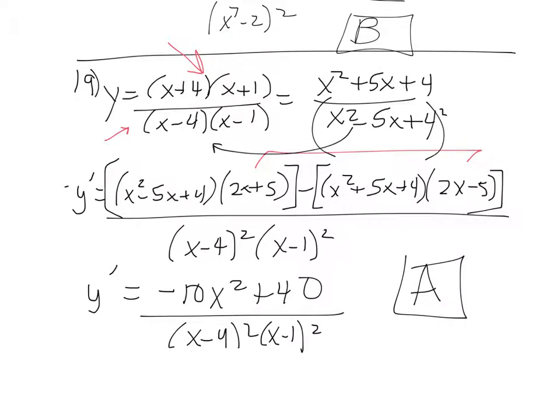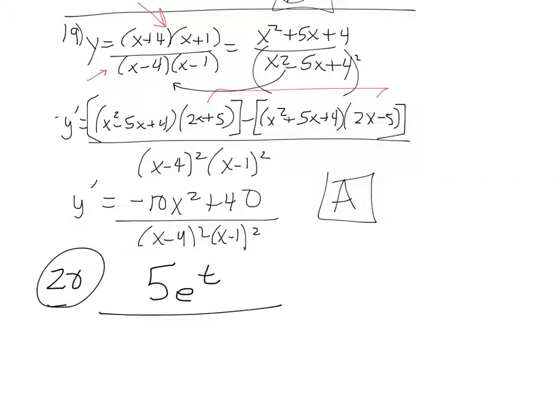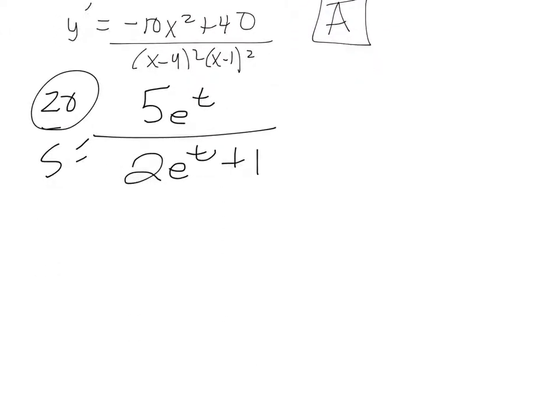This is a good one to practice, but I would say your quiz is going to look more like 18. Okay, it would look like that. Or it could be 20. 20 is a good one just because it has the memory of this e to the x, e to the t. This s equals 2e to the t plus 1.